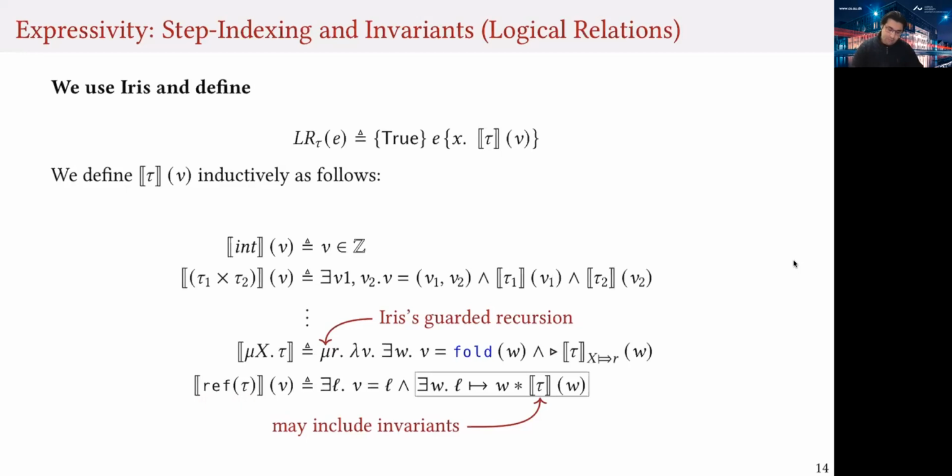Similarly for references, well, we can say that the value of a reference should be a location, but now we can use Iris invariants to say that something should always hold. The value of a reference, the location, should always have a value that is a value of the right type, always. And notice that this predicate that we have defined may itself include some invariants, and that is why we need higher order and impredicative invariants.